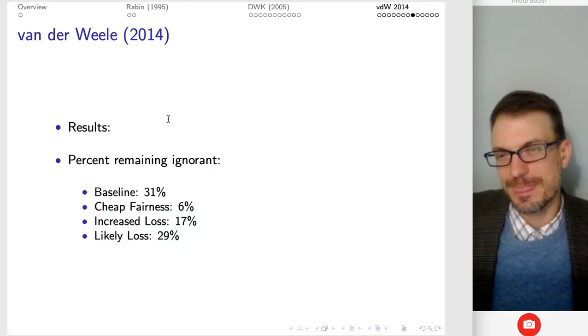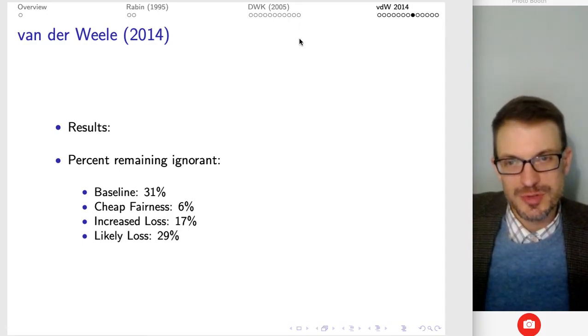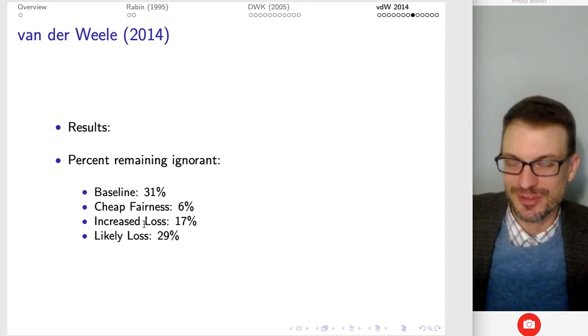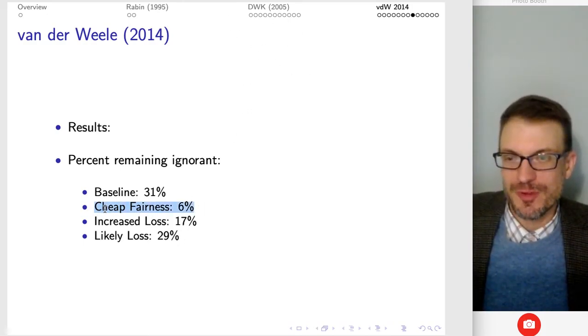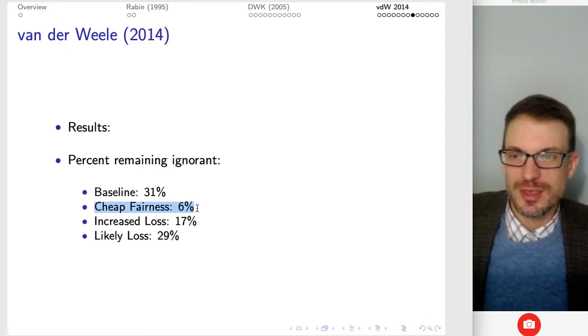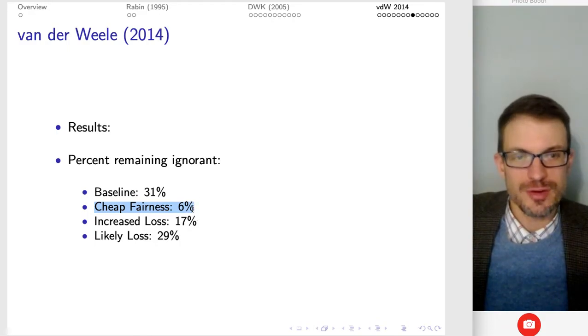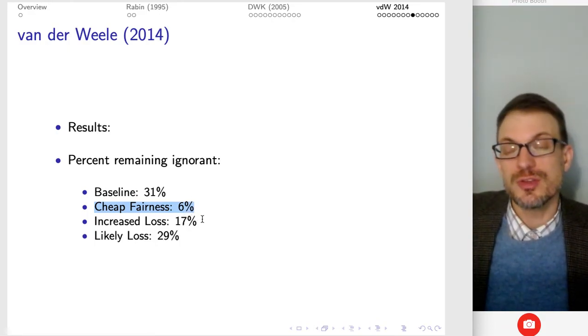Maybe I would be exactly one of the subjects that DWK is talking about. So who knows? But in cheap fairness, when it didn't cost very much to be able to help out the other person, the subjects wanted to know. In the other cases where it cost more to help the other person, people didn't want to know. You could think of why, right?